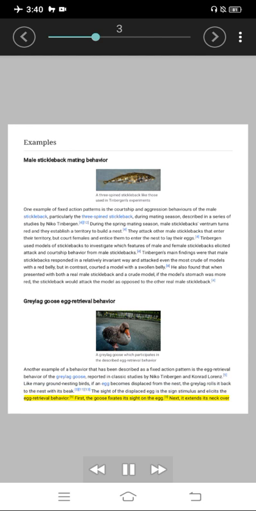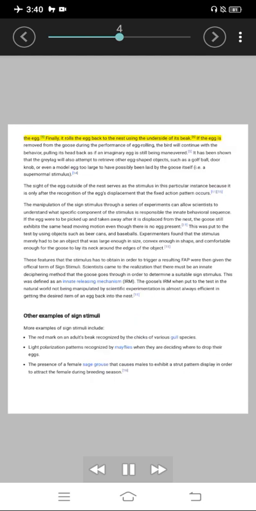First, the goose fixates its sight on the egg. Next, it extends its neck over the egg. Finally, it rolls the egg back to the nest using the underside of its beak. If the egg is removed from the goose during the performance of egg rolling, the bird will continue with the behavior, pulling its head back as if an imaginary egg is still being maneuvered.